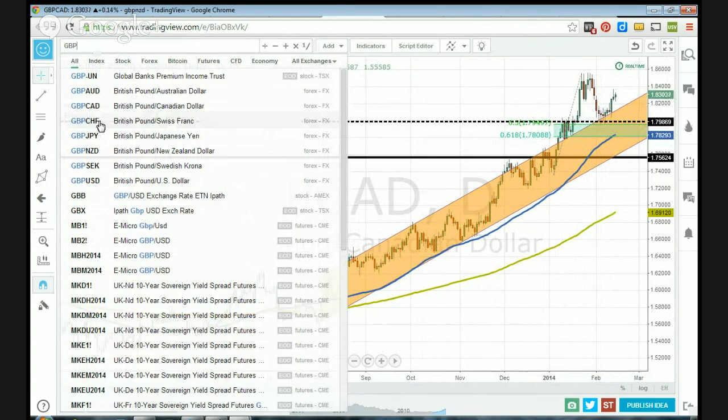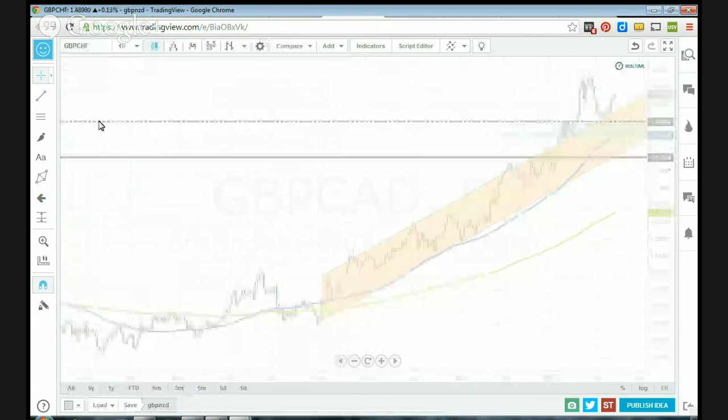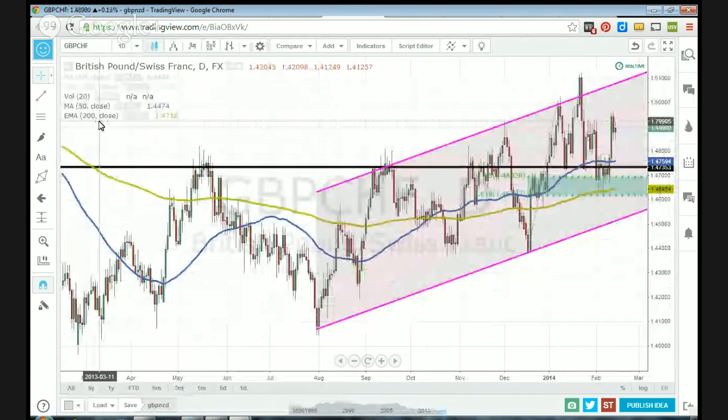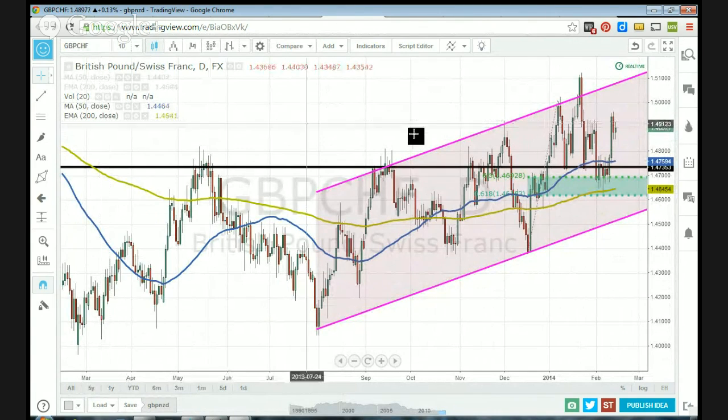Pound Swiss. Okay, still in this range of sorts. I'm not going to really do anything until we go to the top or bottom with pound Swiss here. Preferably, I think I would prefer to trade this from the upside because the channel is sloping upwards. So if we can fall down to here, I think that might be interesting. But we're still quite a ways away from that.